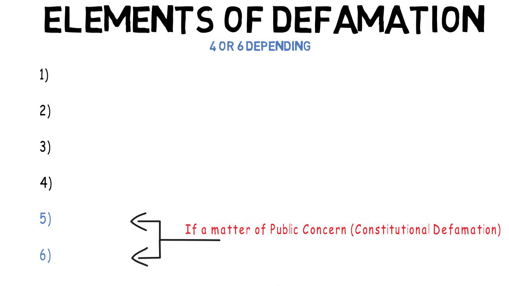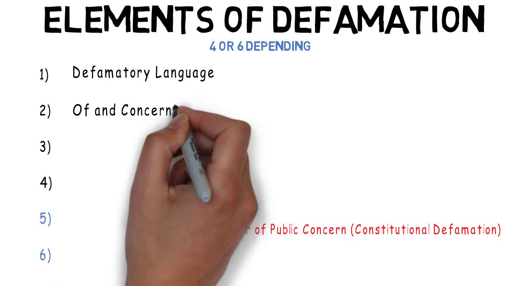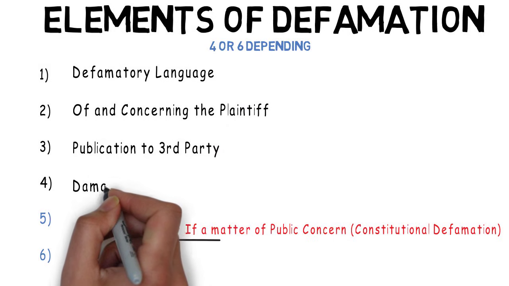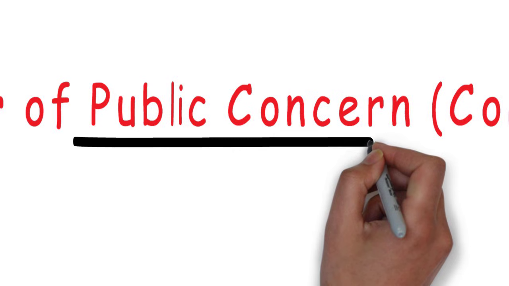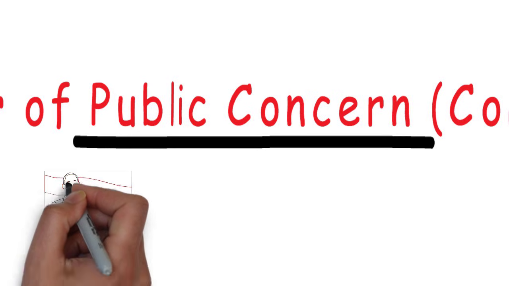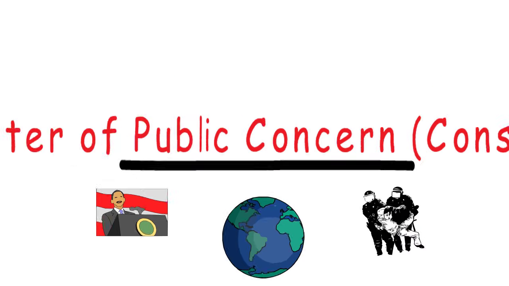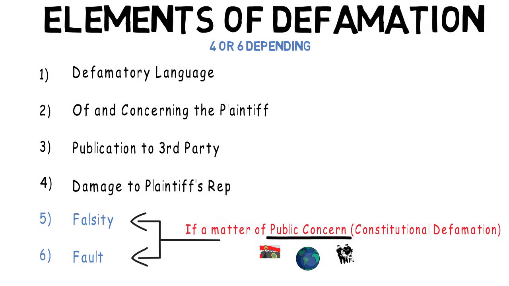There first must be defamatory language. It must be of and concerning the plaintiff, which is the person bringing suit. Publication of that defamatory statement by the defendant to a third person. And then there must be damage to the plaintiff's reputation. As I previously said, if the matter is of public concern, meaning something that the public would find value in, then 2 other elements must be proved, and that is falsity of the defamatory language and fault on the part of the defendant. So let's look at each element and break it down.